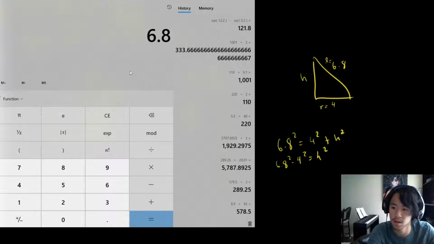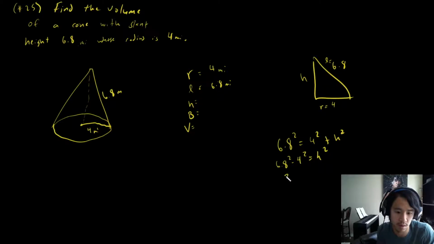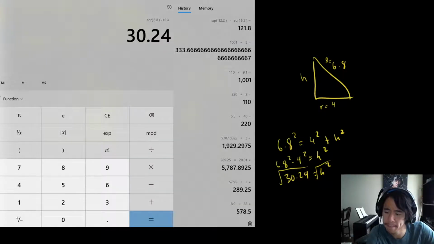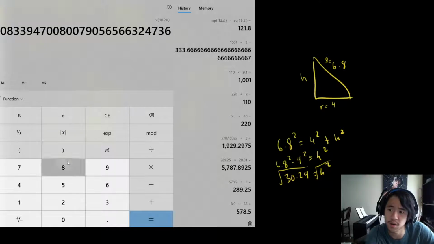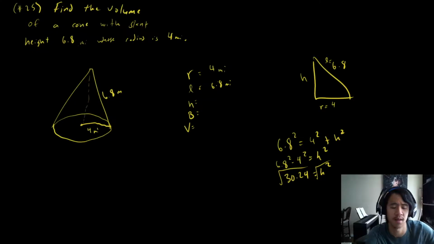6.8 squared, then subtract 16. That's 4 squared. So we have 30.24. Now we square root both sides. Take the square root of this number, and we get 5.5. So let's go ahead and put that in. This is 5.5 miles.